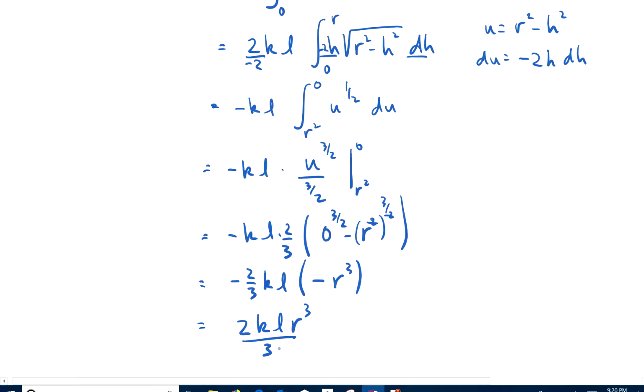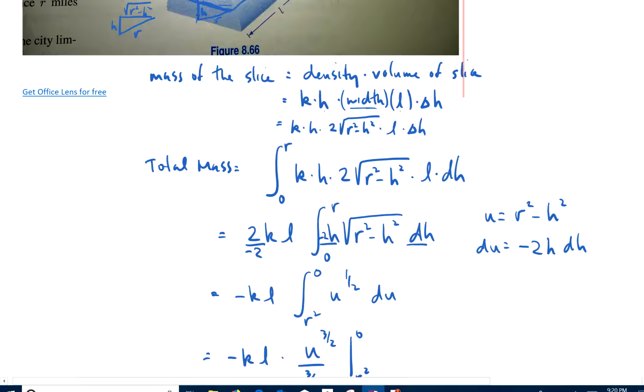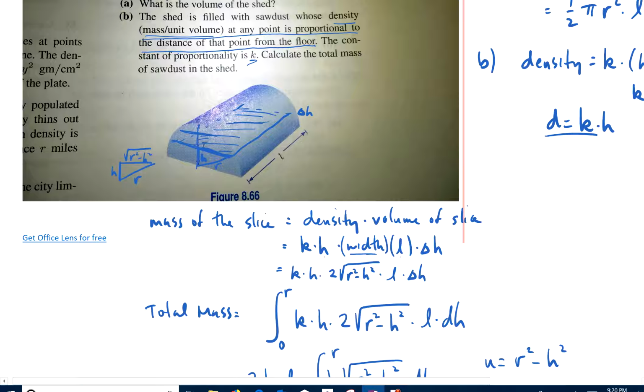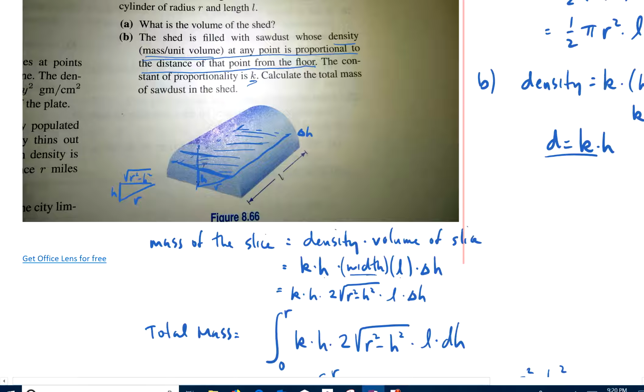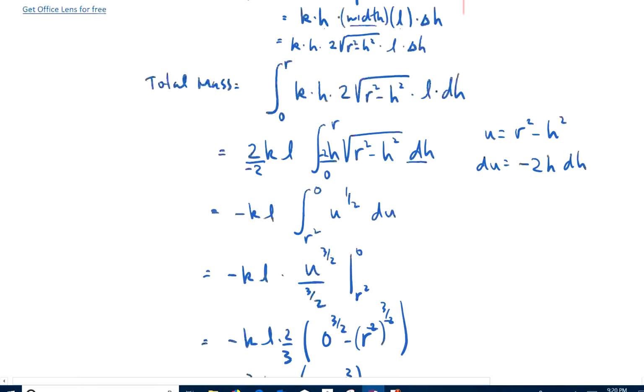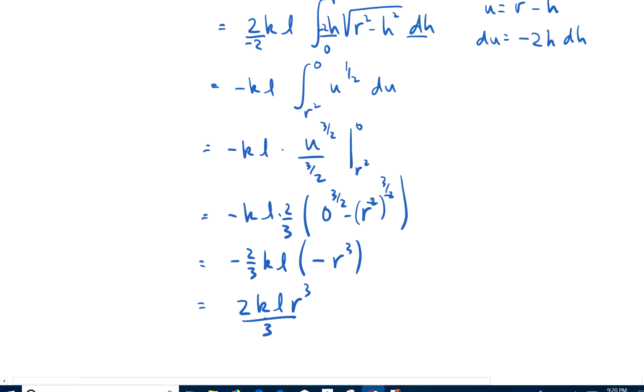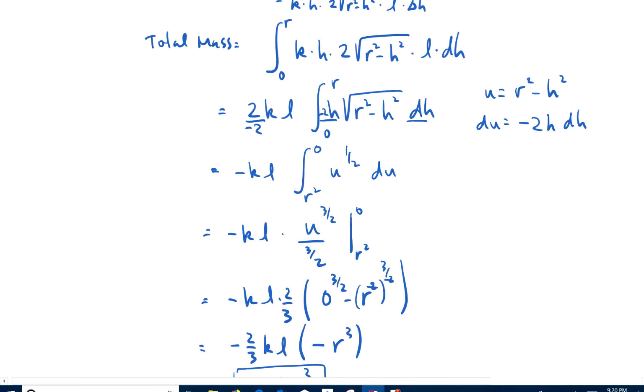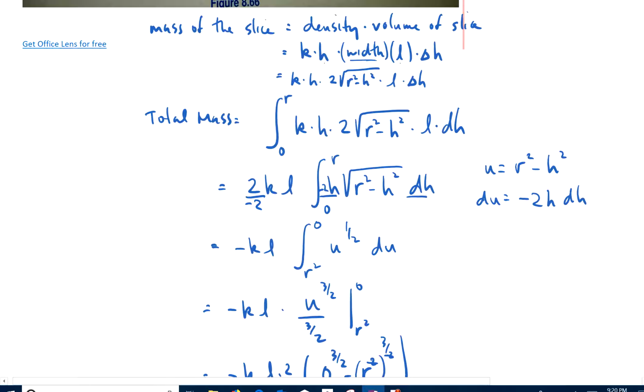That's the total mass. And do we have units in this problem? No, we did not. So that would be the mass, kilograms or whatnot. Okay, so tough problem, but at the same time, just keep it straight. Always find the mass of a slice, and then integrate to find the total mass. Alright, good job.